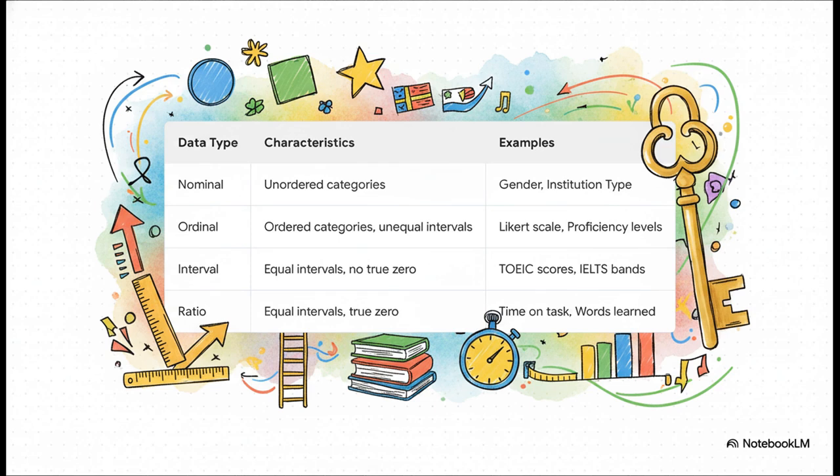So let's just quickly recap. Nominal is just names. Ordinal adds order to those names. Interval makes the space between the order equal. And finally, ratio gives us a true 0 point. Seriously, understanding this is the key that unlocks all the right tools for your analysis later on.